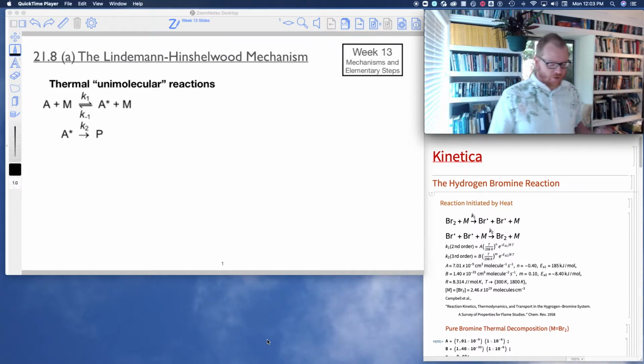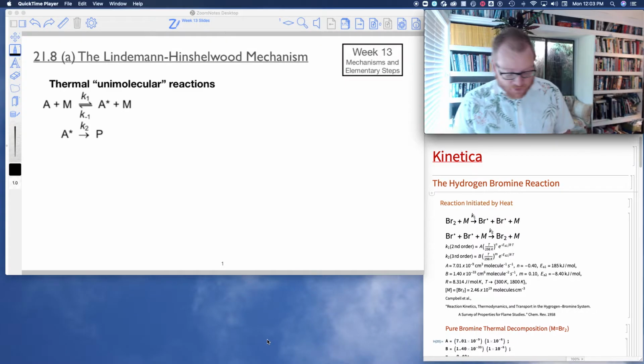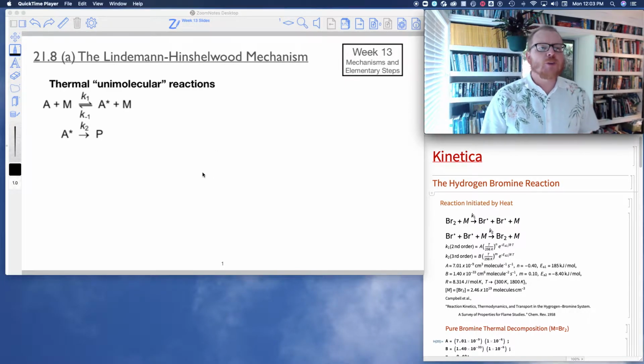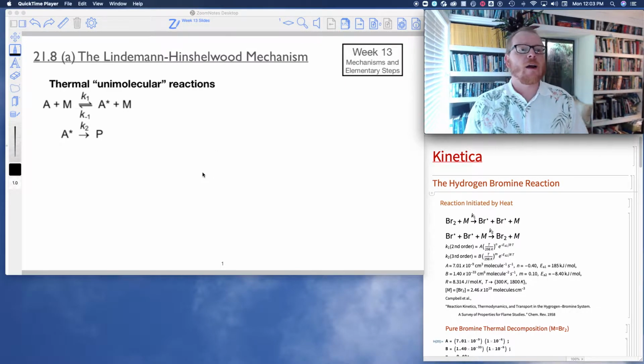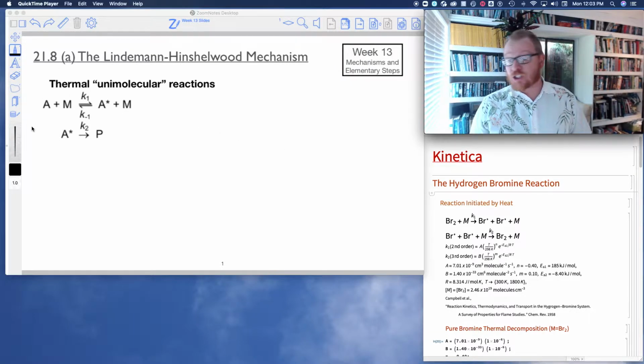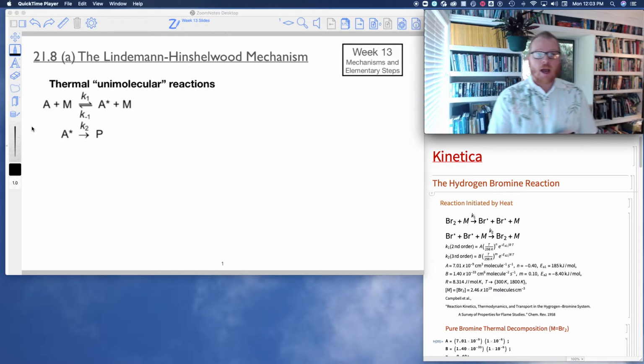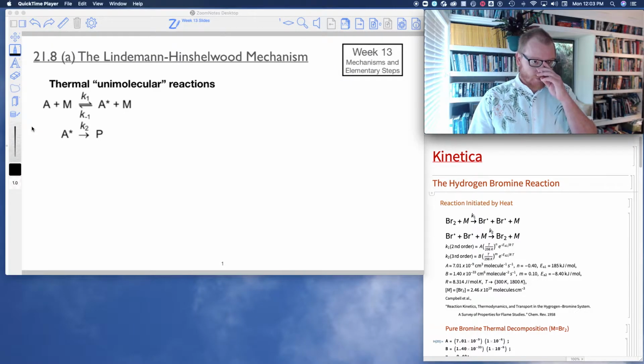I'm getting started here on our week 13 content. This is the point in the semester where I'm going to be skipping around a little bit from various sections in the book. I'm going to start with section 21.8 on the Lindemann-Hinshelwood mechanism. But also in that supplemental document that I shared with you, it also describes this Lindemann-Hinshelwood mechanism.